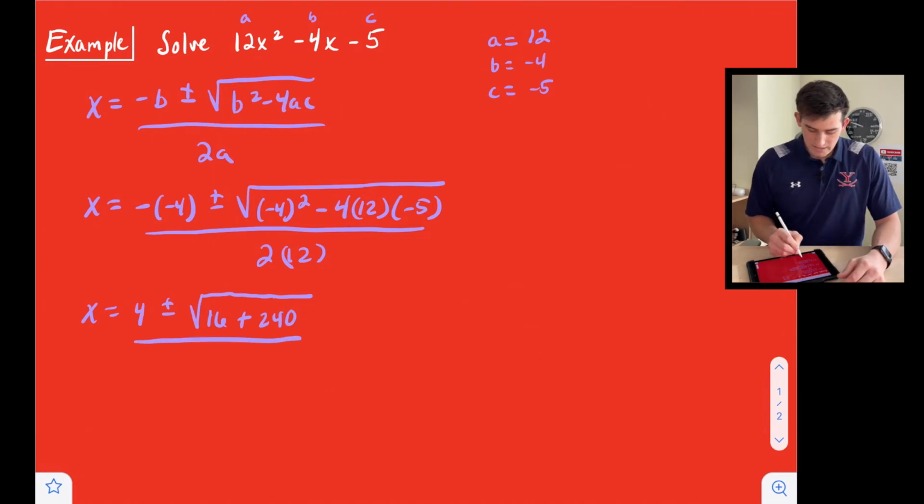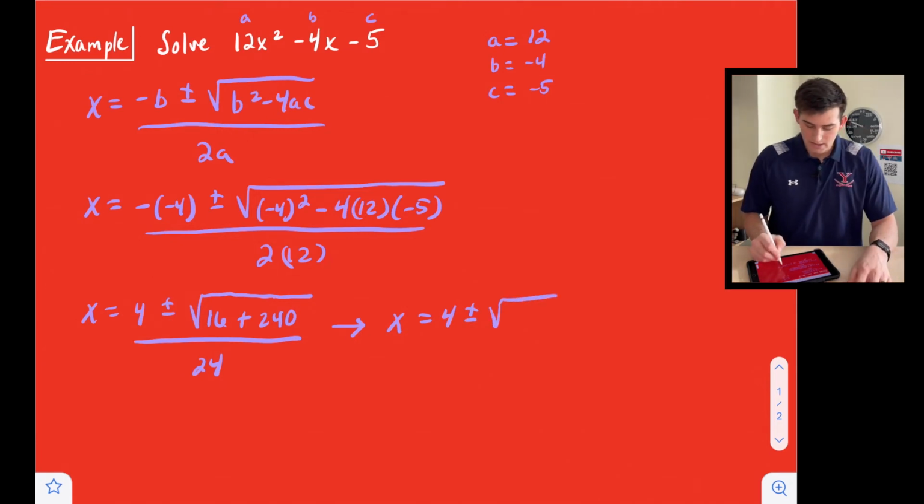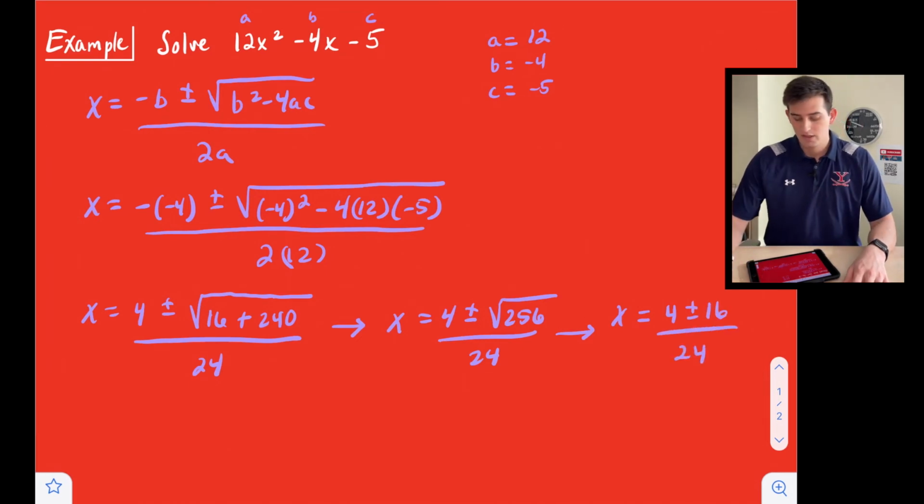And now let's divide, and 2 times 12 is 24. So let's say x is equal to 4 plus or minus. And now we can add 240 plus 16 to get 256 and divide by 24. And now let's go to the right, and hopefully you recognize the square root of 256 to be a perfect square, and it is 16. So now we have x equals 4 plus or minus 16 divided by 24.